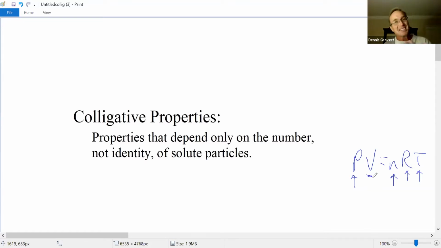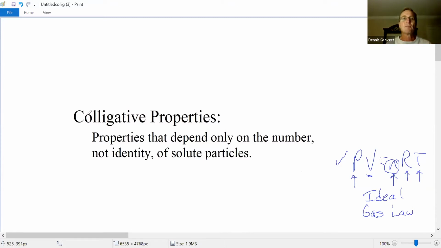And it doesn't matter which gas it is. It works for helium gas, oxygen gas, carbon dioxide, steam, methane, some crazy funky hydrocarbon. I don't know. It doesn't matter what the identity is. It just depends on the quantity, in this case the number of moles for the ideal gas law. So it's not really a colligative property, but it's very similar in the fact that you don't need to know which gas you're talking about. This equation works just fine for all of them.